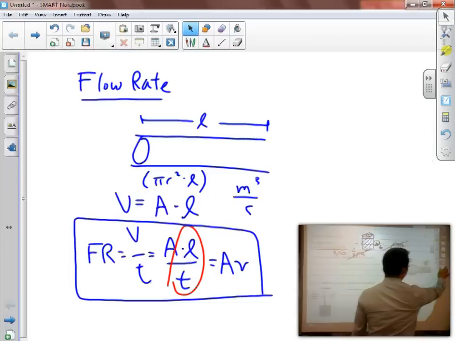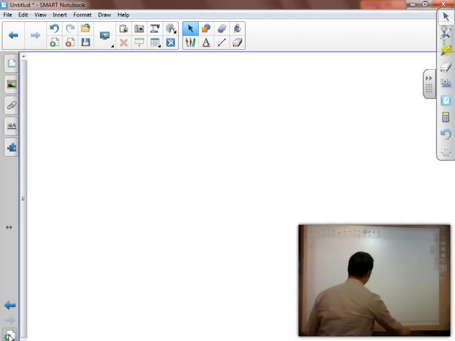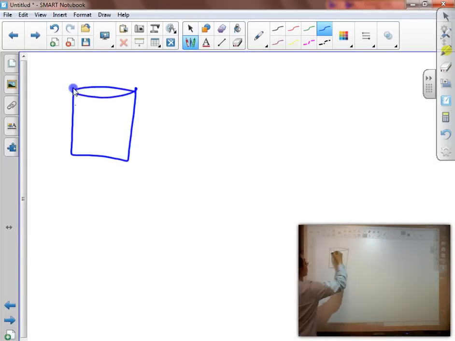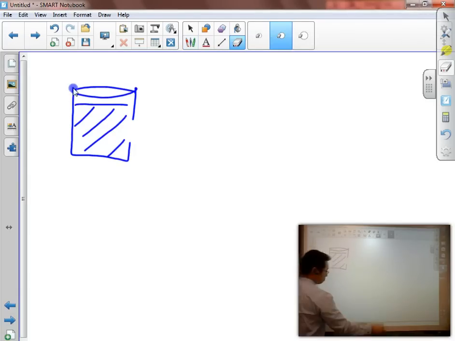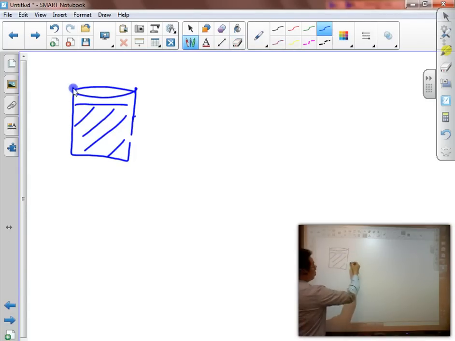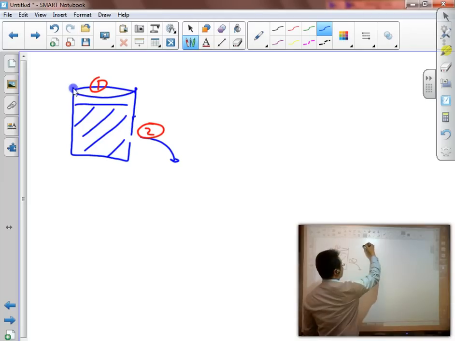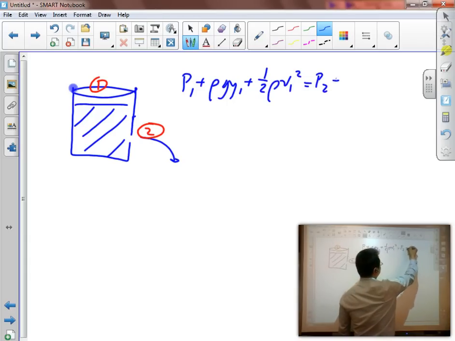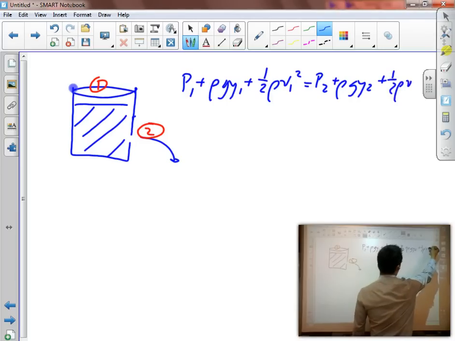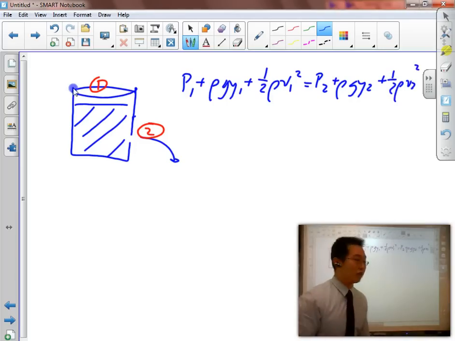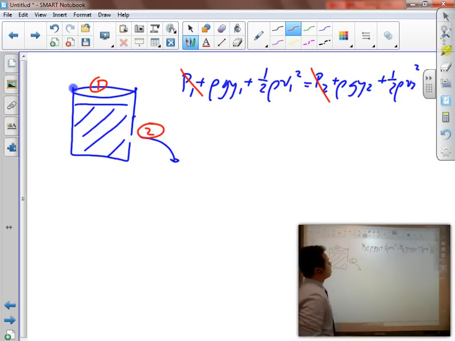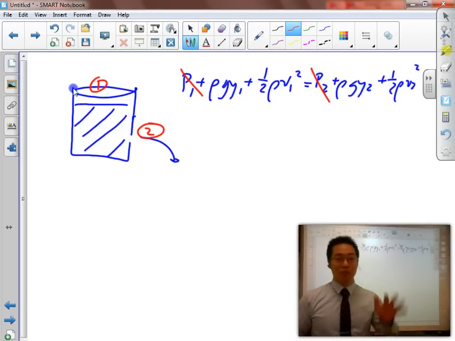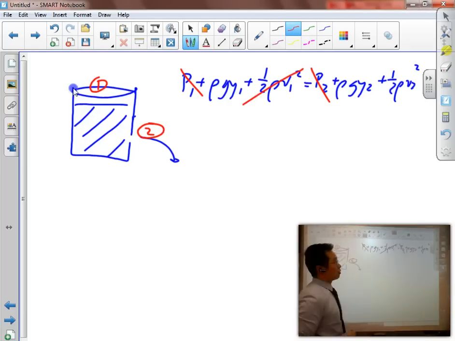So if we actually put this into an example, let me draw it out for you guys. If there were a hole in the bucket and there's water leaking out, we have location 1 and location 2. If we were to write this out as our formula, P1 plus rho g y1 plus 1/2 rho V1 squared equals P2 plus rho g y2 plus 1/2 rho V2 squared. I know it looks really long and scary. But notice, both ends are open to the air, so P1 and P2 cross out. At the top, initially the water is not moving at all, so 1/2 rho V1 squared crosses out.